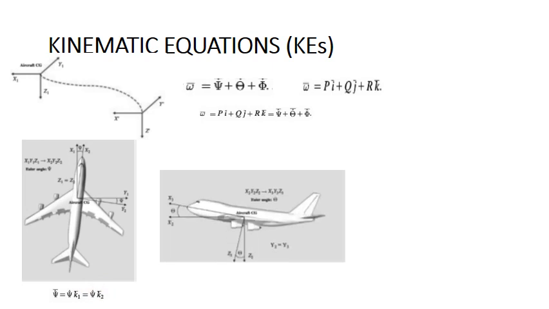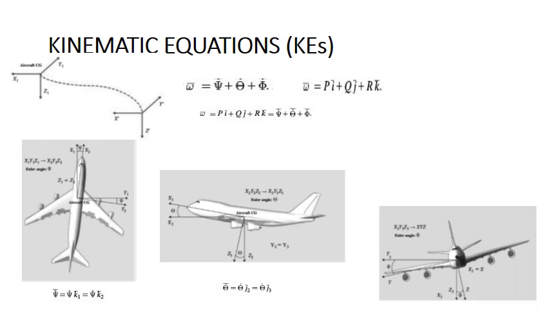Similarly, in the transformation from x2, z2 and y2, which is inside the screen, to x3, y3, z3 with an angle theta, we have y2 equal y3. Hence, theta dot equal theta dot j2, which is equal to j3.